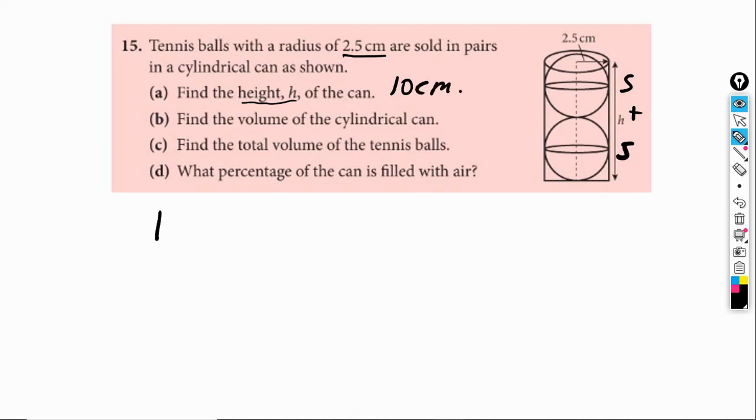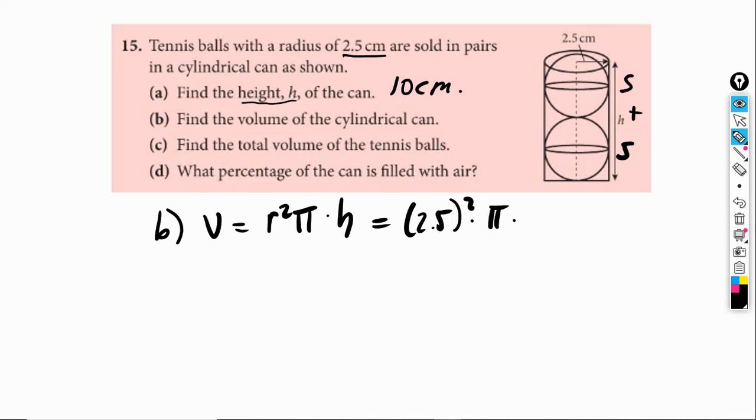For part B, they ask us to find the volume of the cylindrical can. So that means that we need the formula for the volume of a cylinder. Remember that that formula is r squared pi, which is the area of the circular base, times the height. So in this case, the volume would equal 2.5 squared times pi times 10, and this is approximately 196 centimeters cubed. Let's not forget that it's cubed because we're talking about volume.